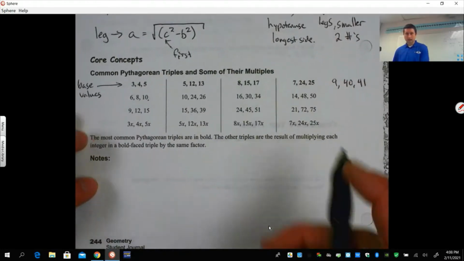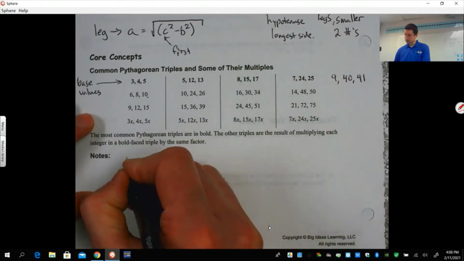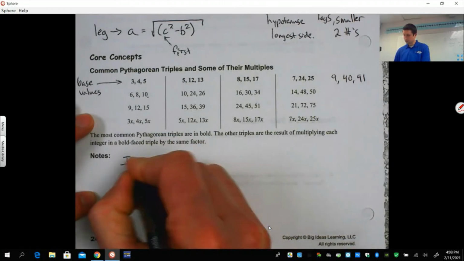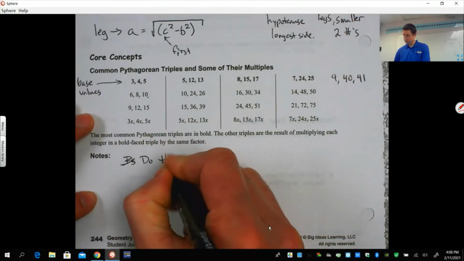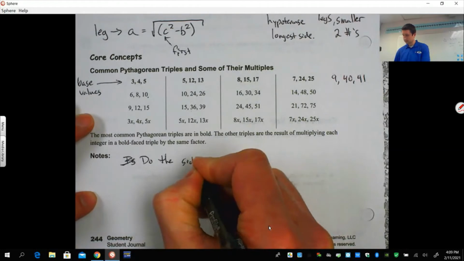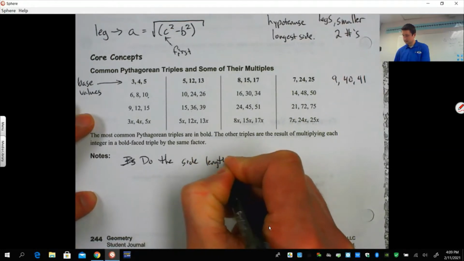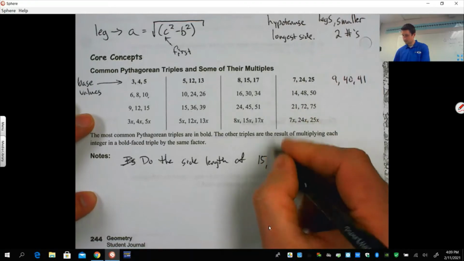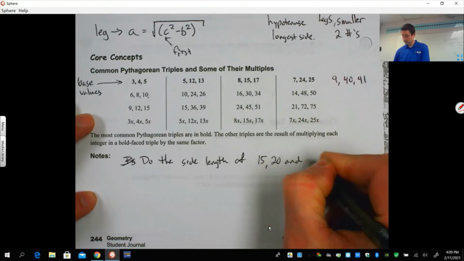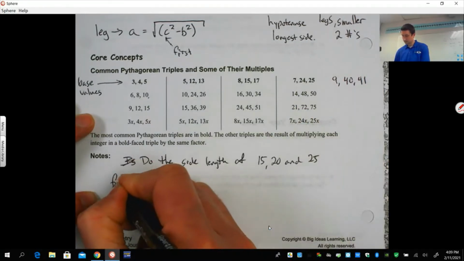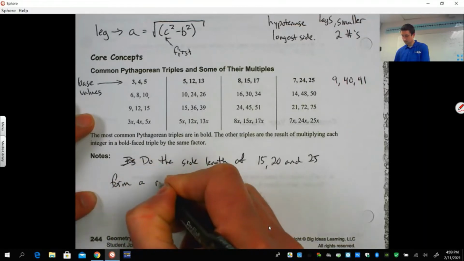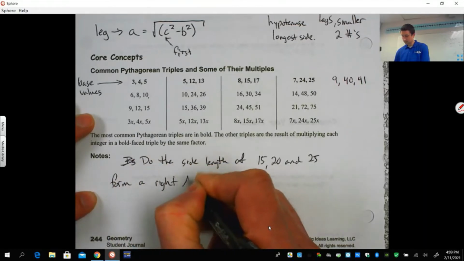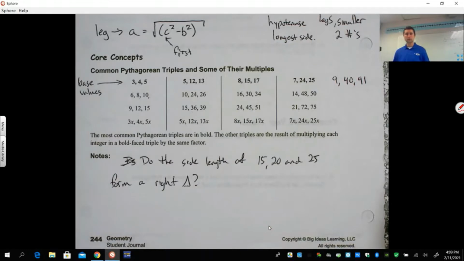Okay. Question here: do the side lengths of 15, 20, and 25 form a right triangle?